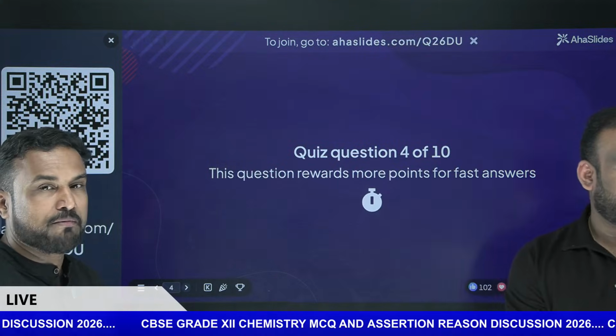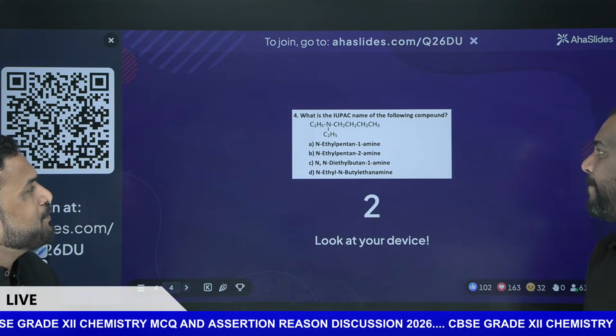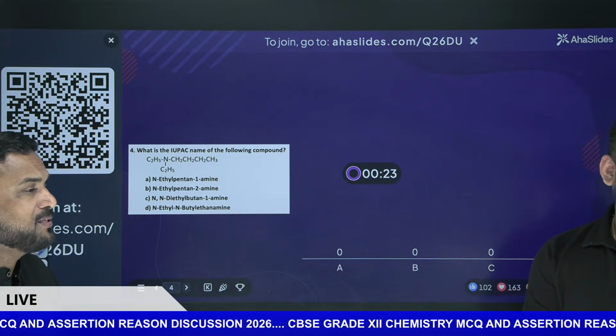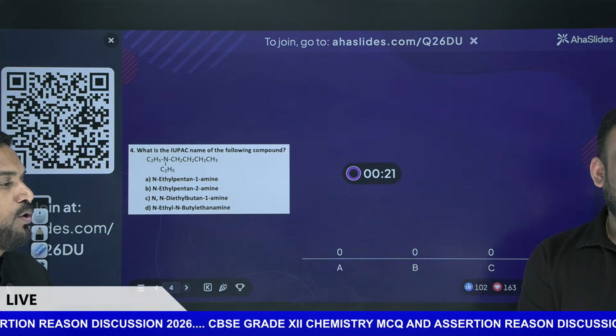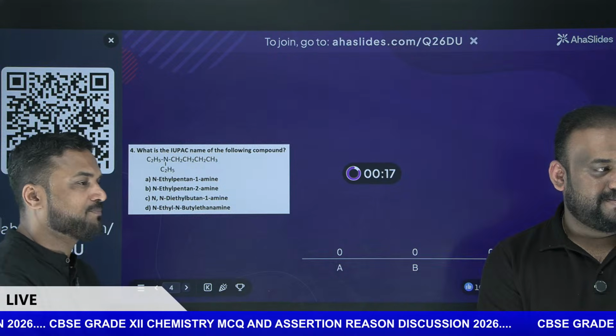Here is the fourth question. What is the IUPAC name of the following compound? Read carefully. It's a tertiary amine, so you should not make a mistake. Keep in mind the longest chain and count.